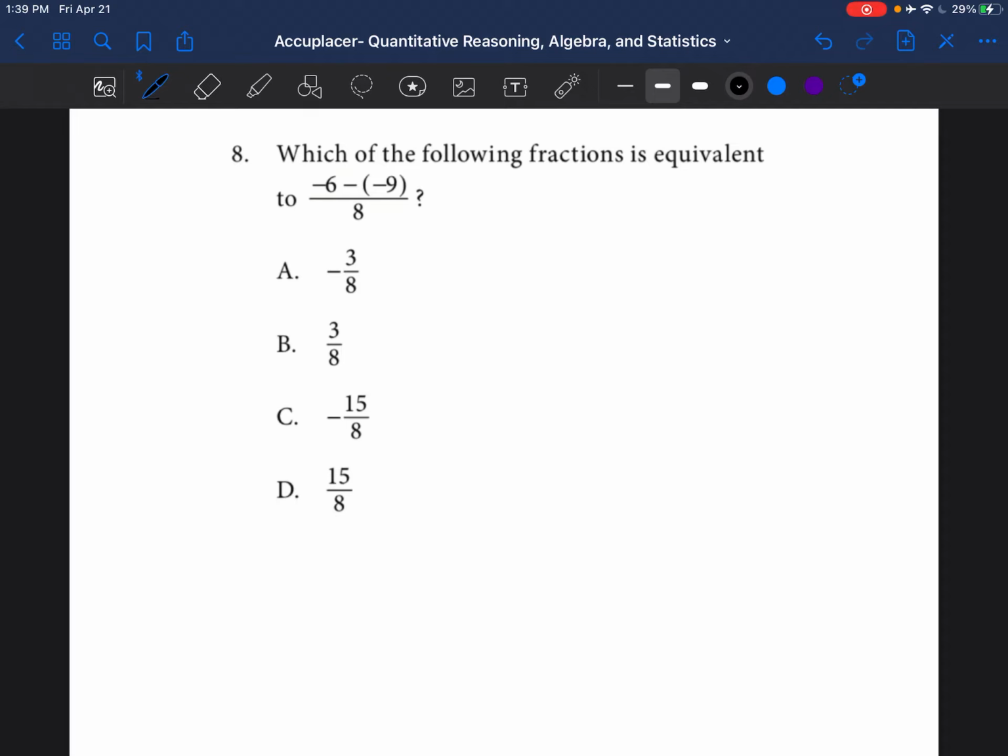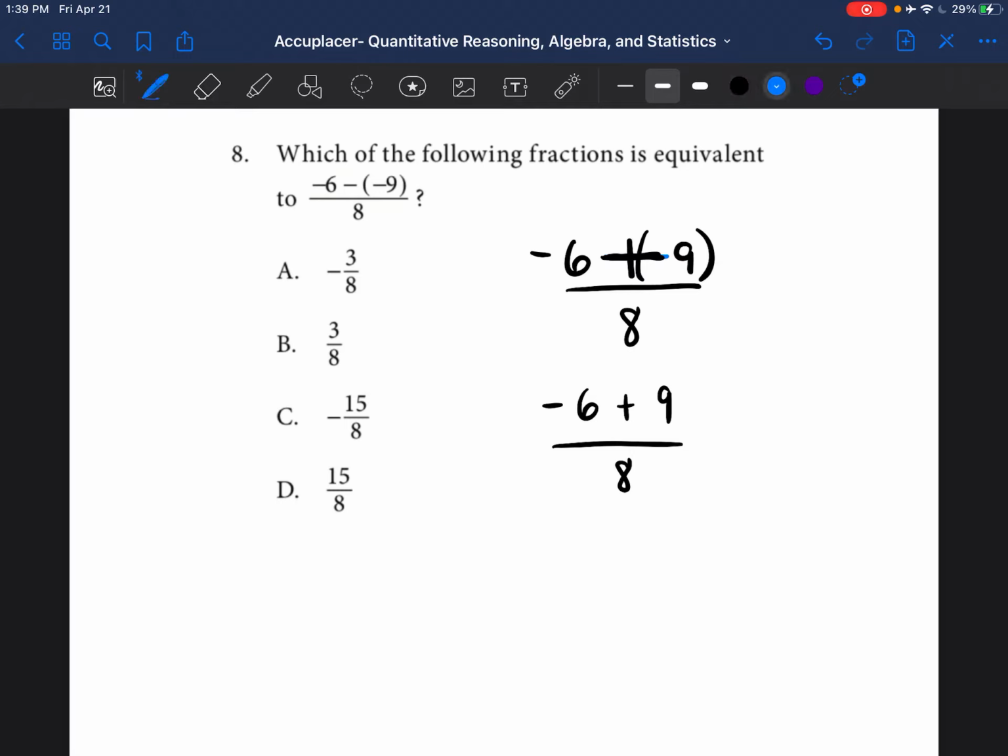So let's go ahead and start with problem number 8. It says, which of the following fractions is equivalent to -6 minus -9 over 8? Okay, so the first thing I want you guys to notice is that there is a negative and a negative right next to each other. Anytime a negative is right next to a negative, they just become one giant positive sign. So now the equation should read -6 plus 9 over 8. Again, anytime a negative and a negative are together, they become a plus sign. And now you've simplified the problem to what we see here.